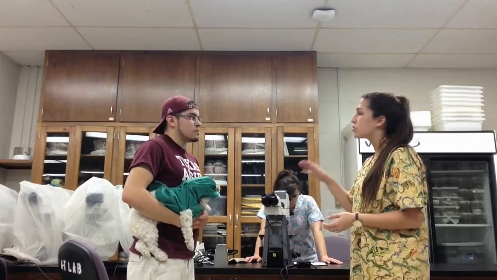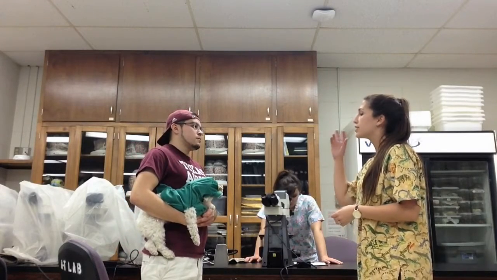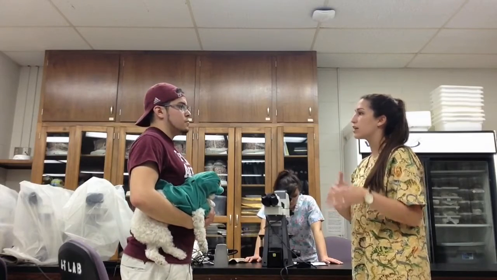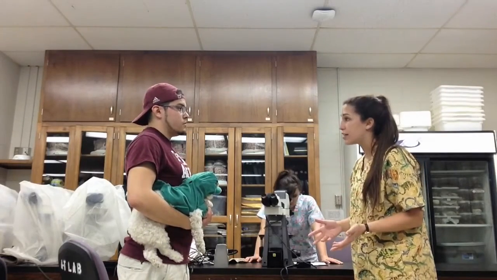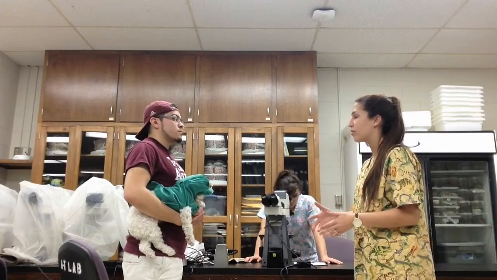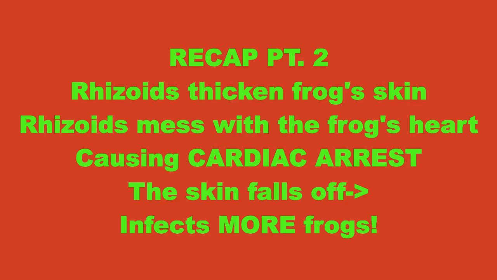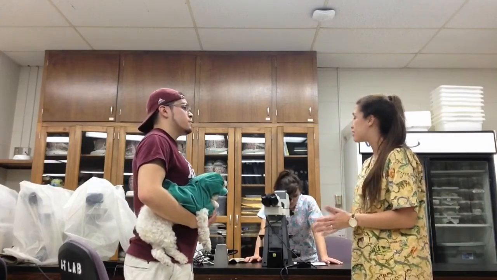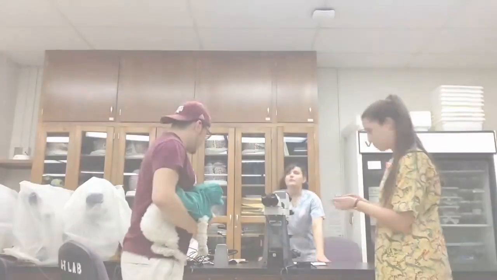Now, as the disease goes on in the body, the rhizoids thicken and harden the frog's skin, and it messes with the frog's heart's electrical current, causing cardiac arrest. Now, the skin can also fall off in the water, and that can also infect other frogs. Now, there's a lot of research going on in treatments, as Dr. Mint is going to tell you.